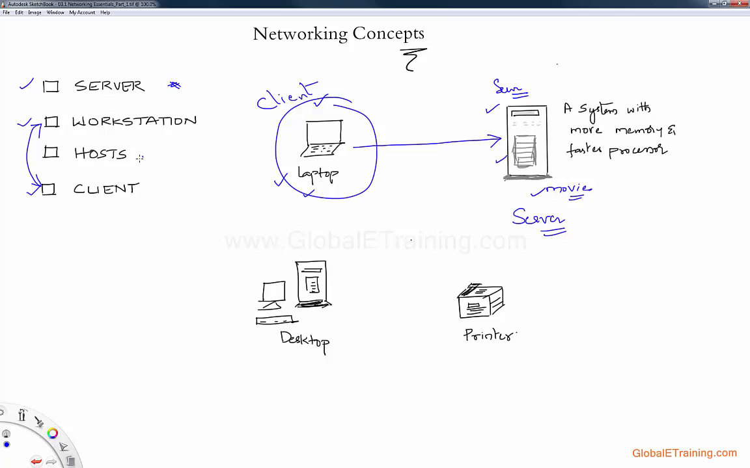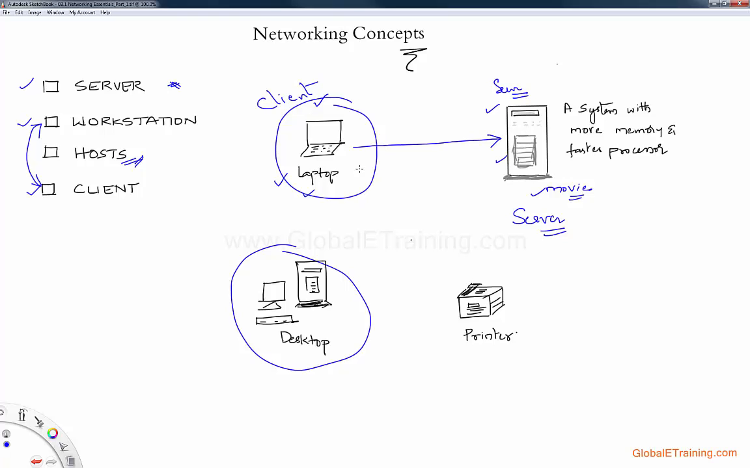Then what are hosts? Anything on the network is a host. It could be a laptop, a server; you can refer to a server as a host. Sometimes you can also refer to a device like a printer as a host as well. A desktop, you can call it a host. Using the word host, you can refer to pretty much any device on the network. So it's context sensitive. You have to be very careful about what you're referring to when you're talking about something and using the word host.